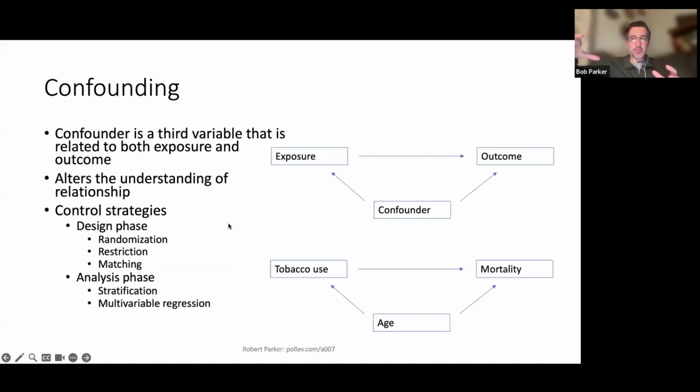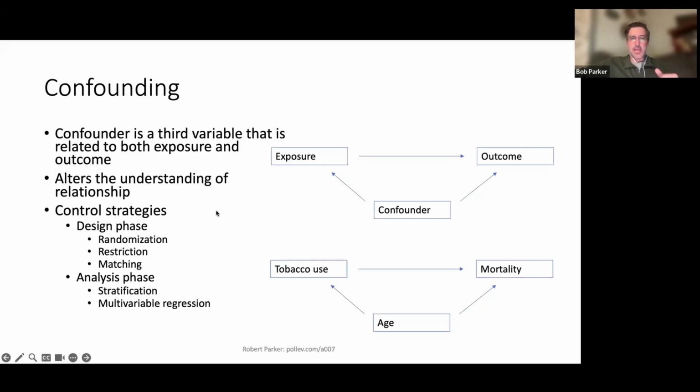So confounding is this concept where it's a third variable that is related both to the exposure and the outcome, and it impacts both of them, right? So your confounder kind of throws off the relationship between the exposure and the outcome. It alters our understanding of that relationship. It's a confounder or a confounding factor.